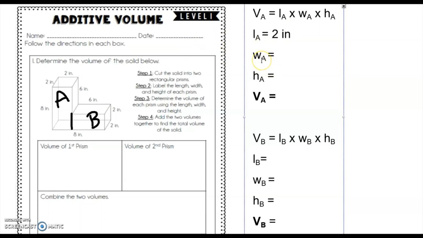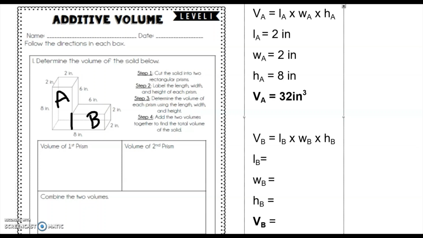Now I need to find my width of A. My width is going to be my front to back, and I see right there that my width of A is going to be 2 inches as well. And then my height is going to be 8 inches. So when I multiply my length times my width times my height, 2 times 2 is 4, and then 4 times 8 is 32. So my total volume is going to be 32 inches cubed for prism A.